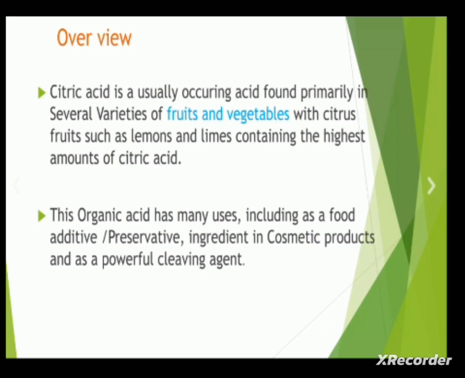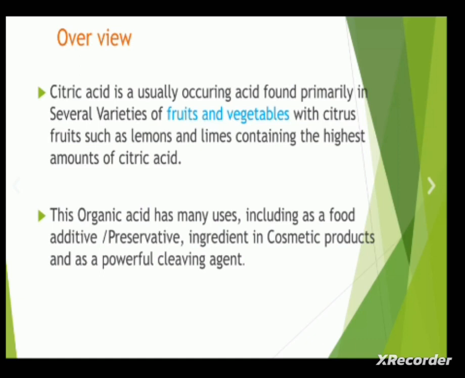Citric acid is a naturally occurring acid found primarily in several varieties of fruits and vegetables, with citrus fruits such as lemons and limes containing the highest amount of citric acid. This organic acid has many uses, including as a food additive, preservative, ingredient in cosmetic products and a powerful cleaning agent.